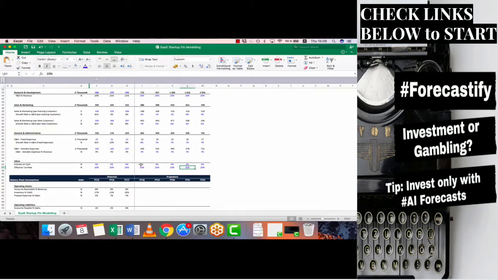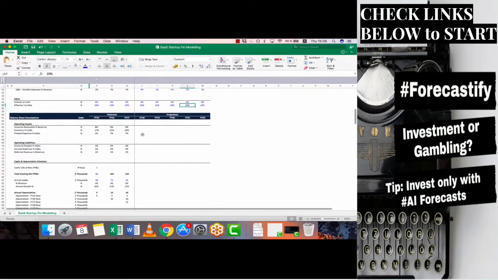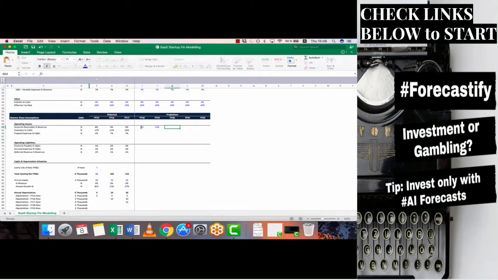Let's move on to our balance sheet assumptions. So accounts receivable, let's keep it simple and project 9%, then 10, and just 10. Inventory just 20%. Prepaid expenses 7, 6, and okay, let's keep 6.